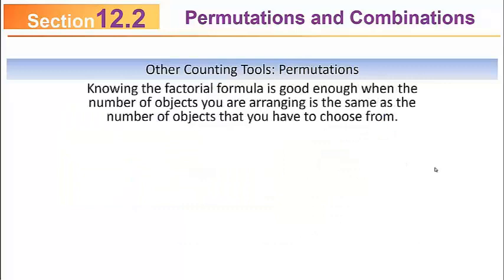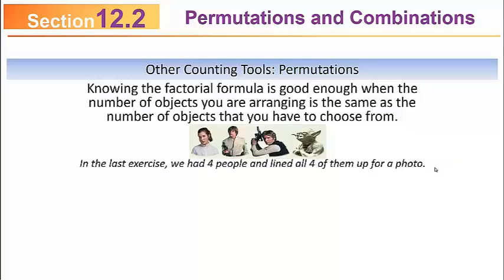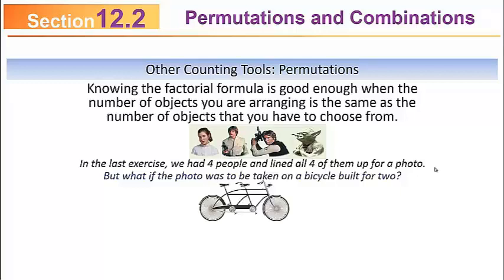Now, knowing that formula is good enough when the number of objects you're arranging is the same as the number of objects you have to choose from. Because, for example, in the last exercise, we had 4 people and we lined them all 4 up for a photo. But what if you were doing something slightly different? Suppose we had a bicycle built for 2 and we wanted to pick 2 of those 4 people and put them on the bicycle built for 2.